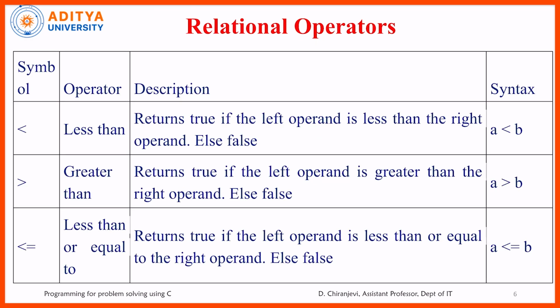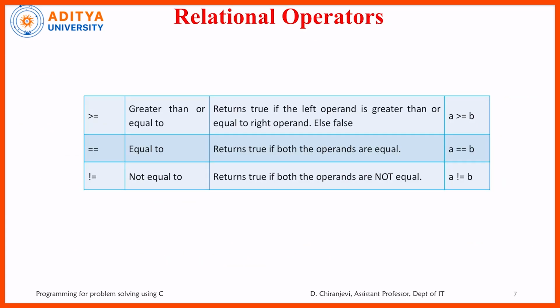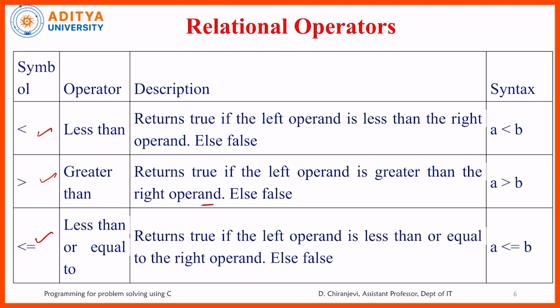Then relational operators. By using these operators you can find the relation between two operands. They are less than, greater than, less than or equal to, greater than or equal to, equal to, and not equal to. These are the relational operators. Let's say a value you have taken 10 and b value you have taken 5. If the condition is true when you are checking a relation, then you will get the output 1. If the condition is false, your output is 0.